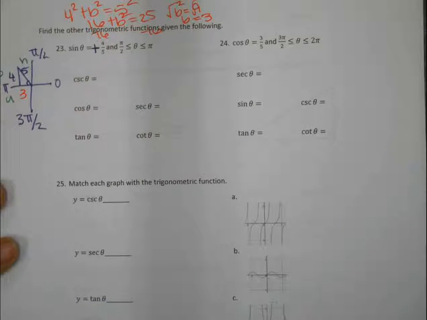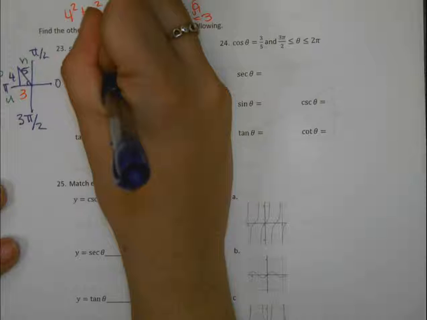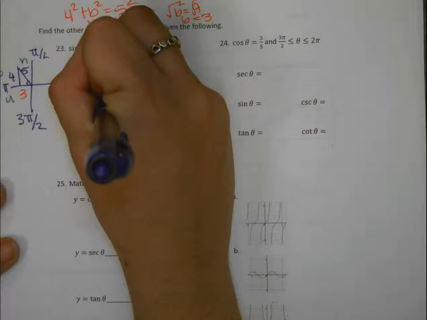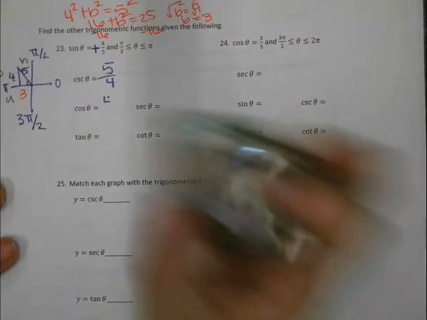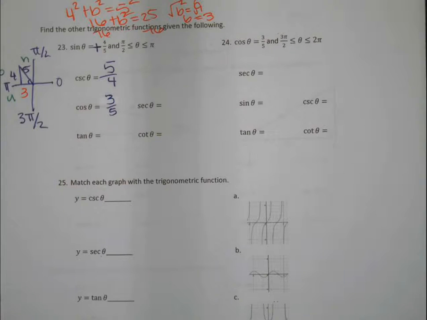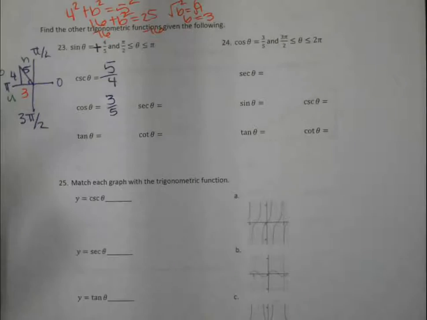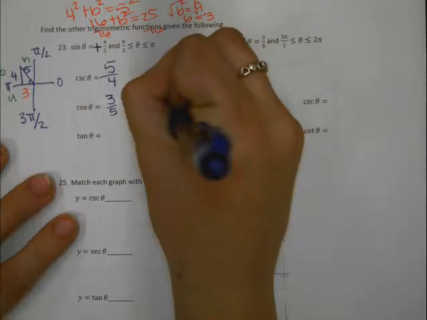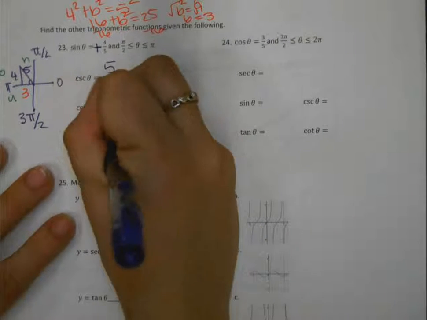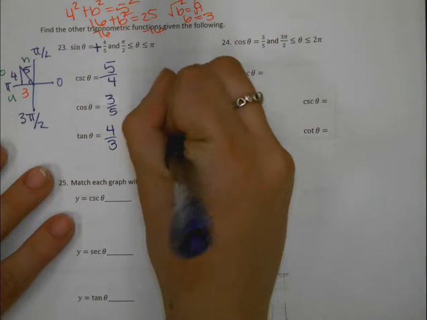So since I told you I made a typo and didn't mean to make this negative, my cosecant just flips and it's 5 over 4. My cosine is adjacent over hypotenuse, 3 over 5. Cool. Secant takes that fraction and flips it, so it's 5/3. Tangent is opposite over adjacent, so 4/3. Cotangent flips that, so 3/4.